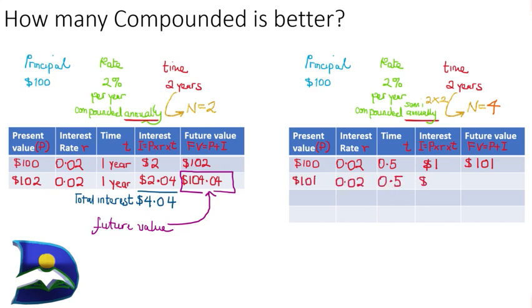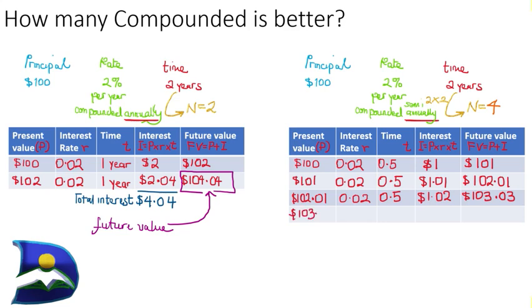Once you do the same process, we actually get the interest to be $1.01. Add that to your principal, which gives you $102.01. Now that is actually really good. Then you do the same method, we get the interest to be $1.02, and that gives you your future value to be $103.03.